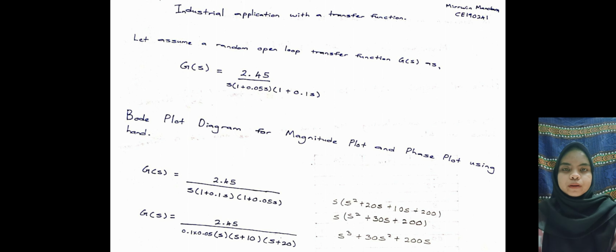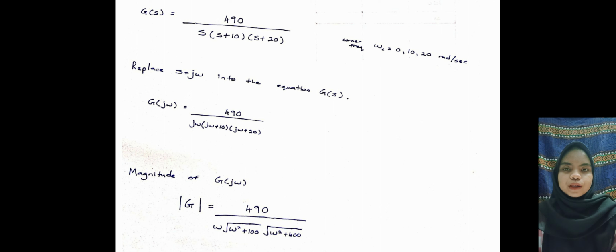Then we expand the denominator and we get G(s) equal to 490 over s multiplied by (s plus 10) and multiplied by (s plus 20). Replace s equal to j omega into the equation G(s). So the equation is G(j omega) equal to 490 over j omega multiplied by (j omega plus 10) and multiplied by (j omega plus 20).